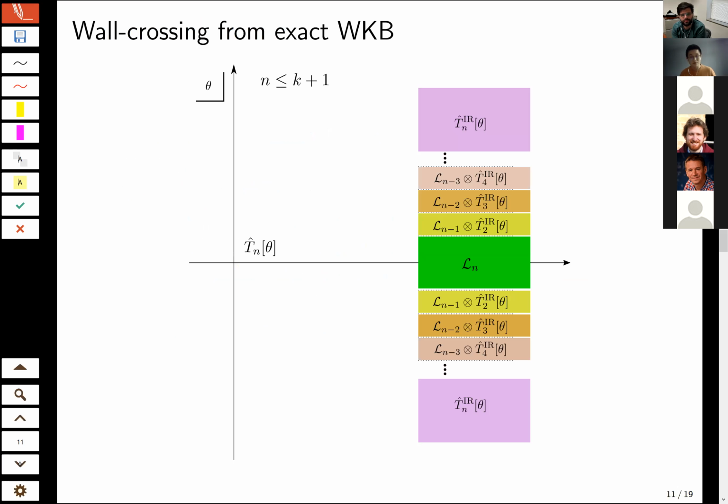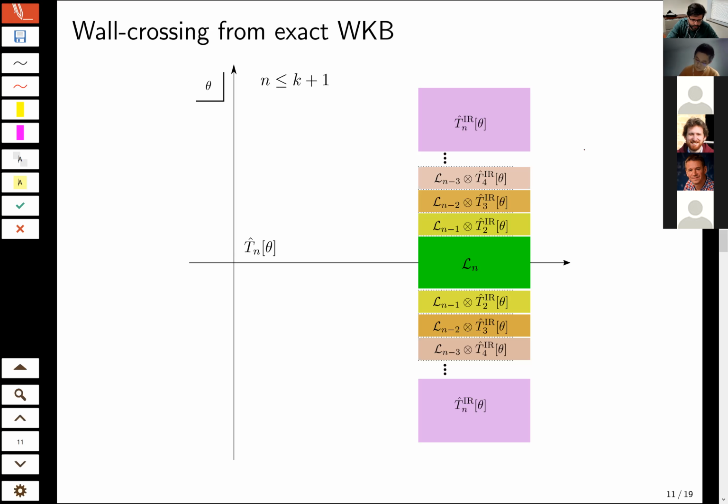Okay, here's the result. We can do an analysis called exact WKB analysis, which already appeared in an earlier talk by Aona, I think. You do the exact WKB analysis on the ODE, and you can map out this diagram. This is on the theta plane, and here is the real axis.